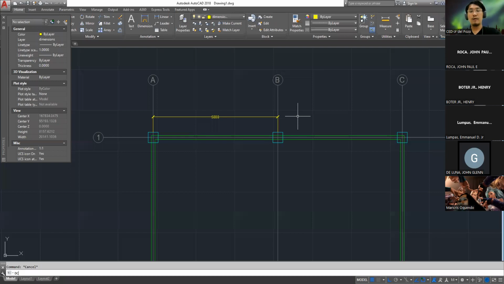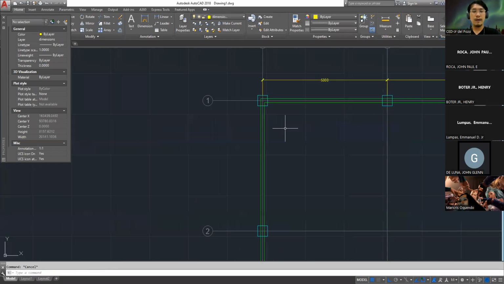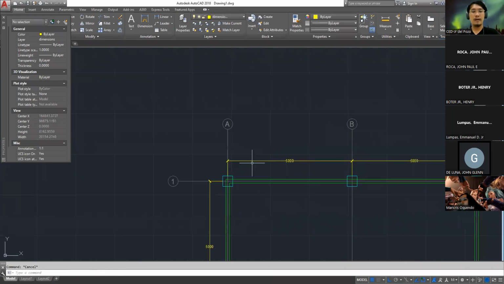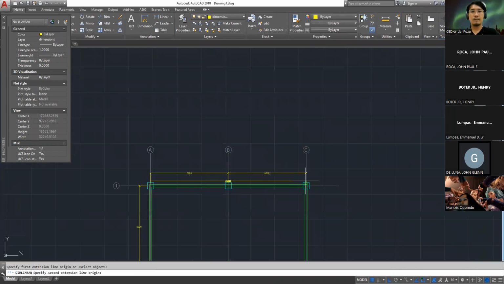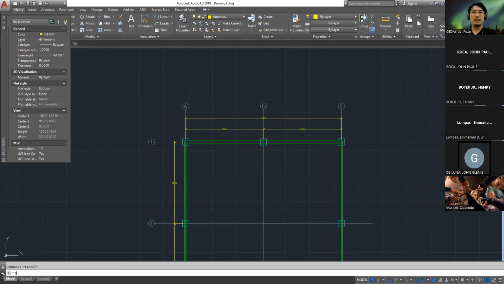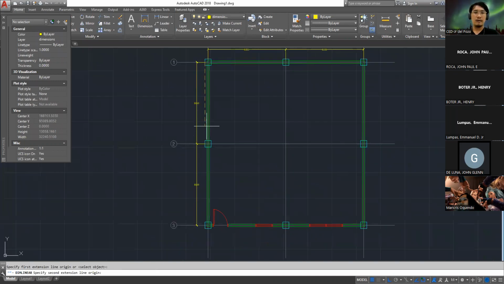Then DCO mo na kung nakapagawa ka na ng isang DLI. Ganun din sa baba. DLI ka, grid to grid. And then isang malaking DLI. Yan. Ganun din sa baba. Maglalagay ka din ng isang malaking, yung dulo to dulo lang na grid.